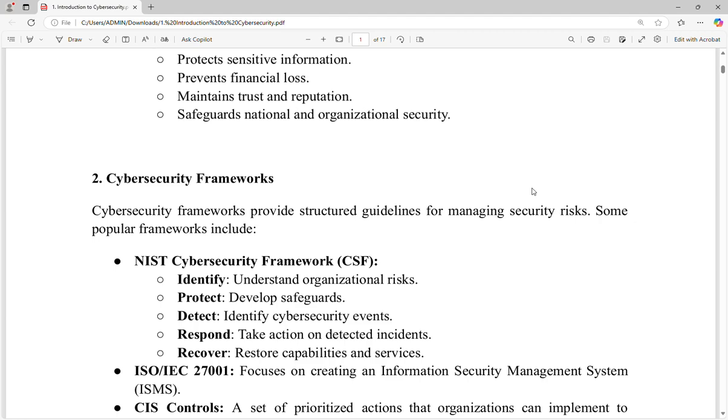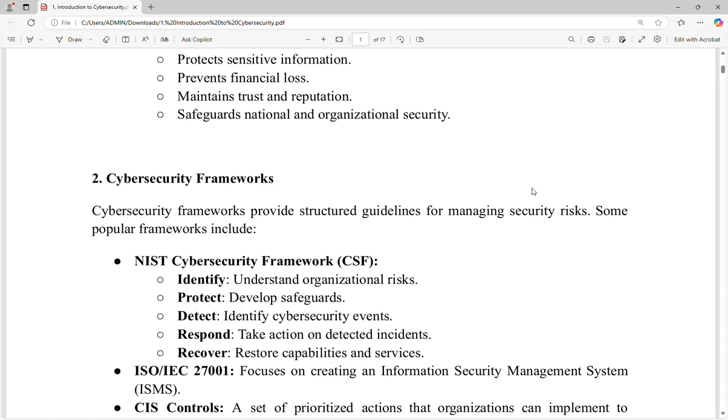When we are talking of a cybersecurity framework, we are talking of a structured guideline for managing security risk: guidelines, a step by step procedure on how to implement security and manage security risk. We'll be discussing some of the popular ones. We have the NIST Cybersecurity Framework, CSF. NIST is the National Institute of Standards and Technology.